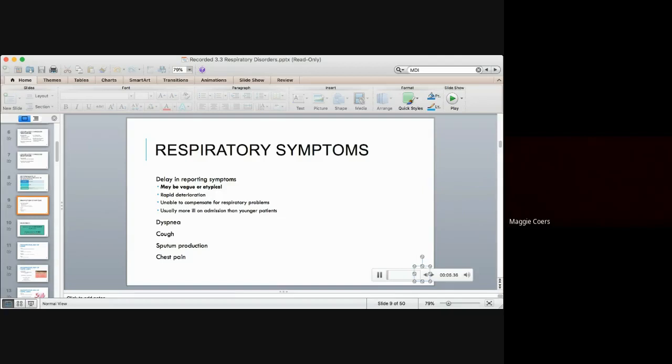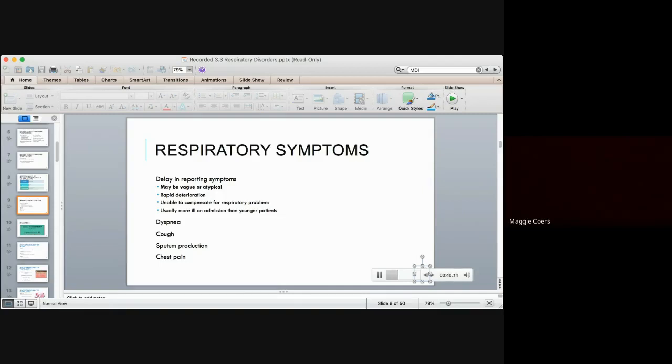The most common respiratory symptoms that older adults complain of are dyspnea and cough. And anytime anyone says that they have a cough, as a nurse, your next question should be, is it productive or non-productive? That's a really important question. Another complaint the older adult might have is a lot more sputum production. Chest pain is also a common symptom. In most respiratory conditions, the older adult will have one or more of these symptoms.